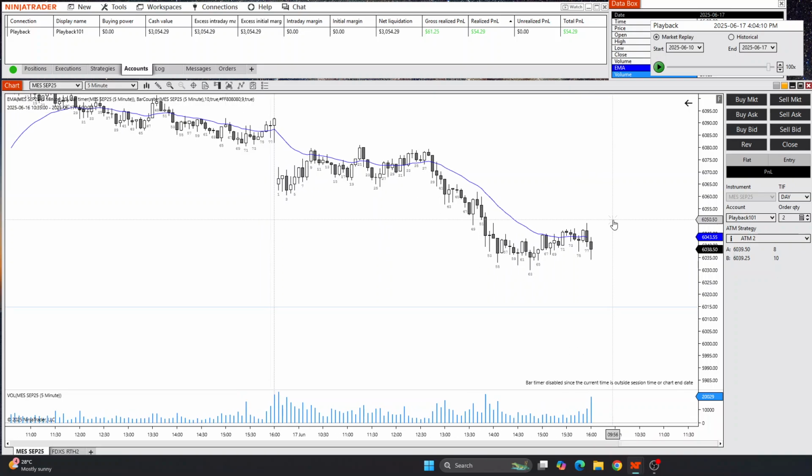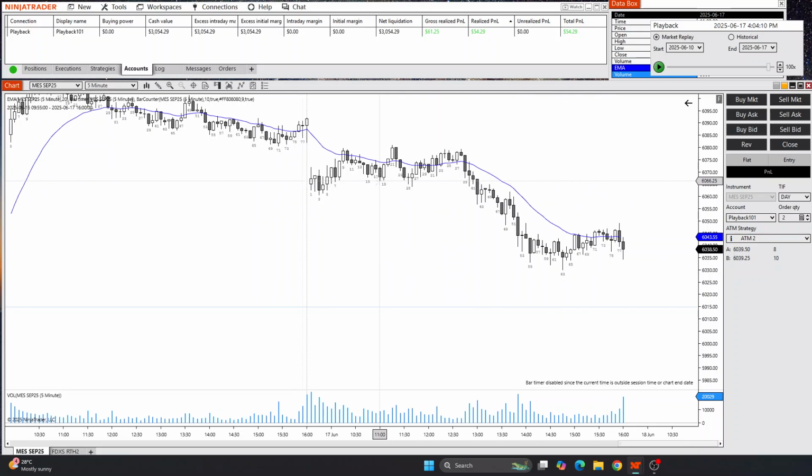Okay, that's the end of it. Realized P&L $54 with a $3,000 account. Yeah, if we had avoided a few losses in here, then that would have helped, but that's okay.